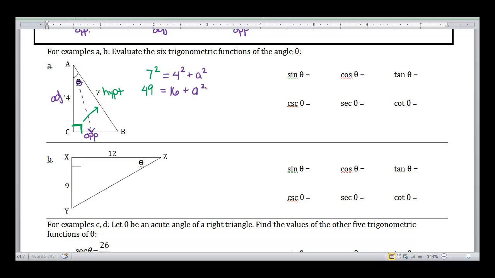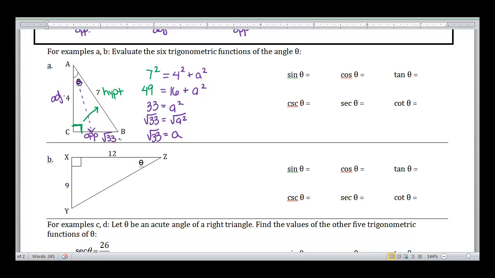16 plus a squared. If I subtract 16 from each side, I get 33 equals a squared. And when I take the square root of each side to get just a, I can't simplify square root of 33, and so I'm going to leave it square root 33. If you could simplify your radical, you are expected to.